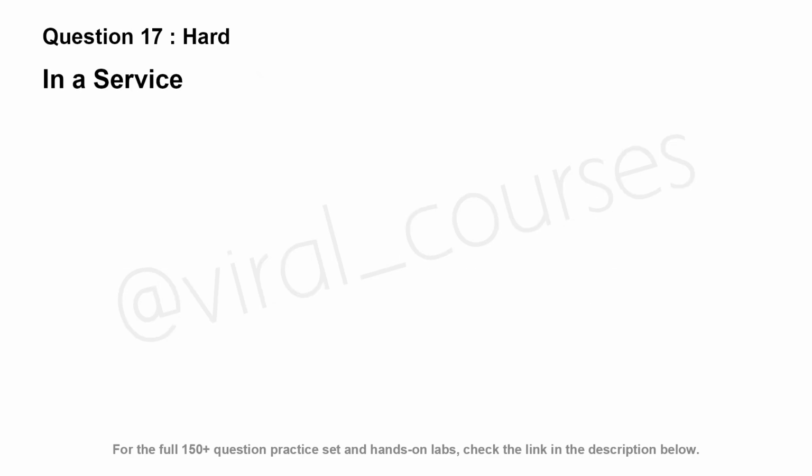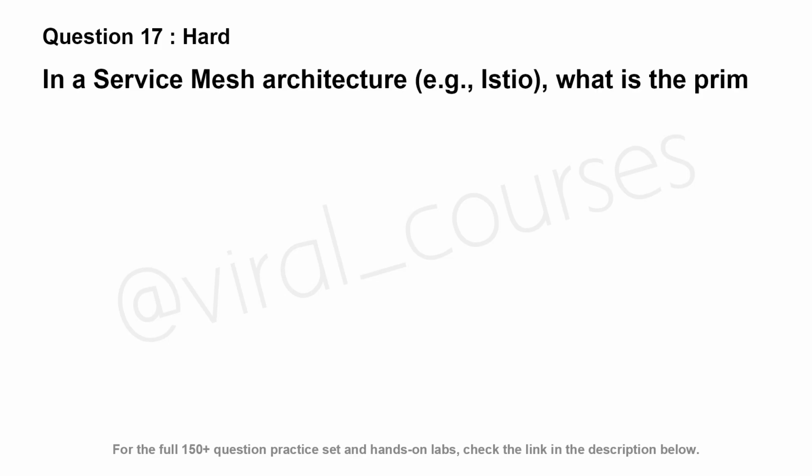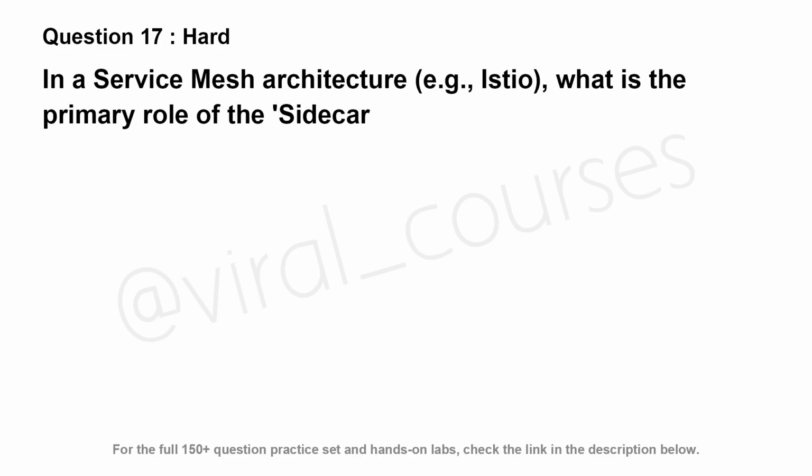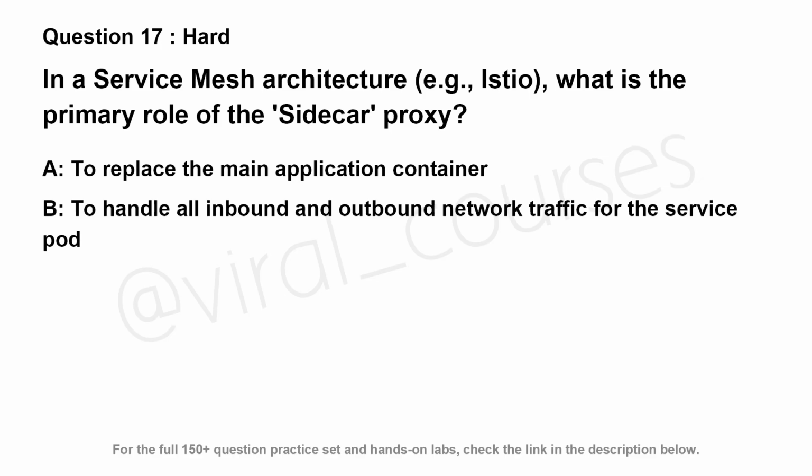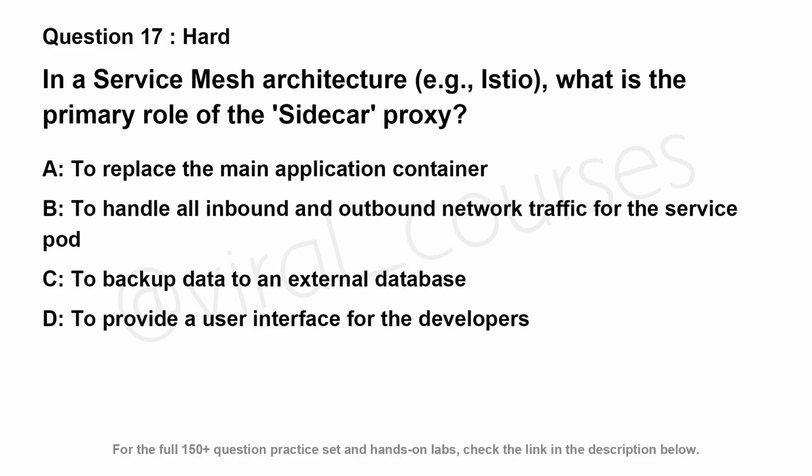In a service mesh architecture, e.g., Istio, what is the primary role of the sidecar proxy? Option A, to replace the main application container. Option B, to handle all inbound and outbound network traffic for the service pod. Option C, to back up data to an external database. Option D, to provide a user interface for the developers.